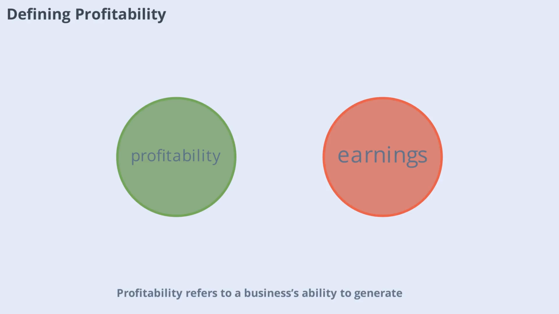Profitability refers to a business's ability to generate earnings compared to its expenses and other costs. It's not just about making money, but about making enough money to cover all costs and still have something left over. This concept is central to every business, regardless of size or industry. By understanding profitability, you can assess whether your business model is sustainable and identify areas for improvement. In the next scenes, we'll break down the different types of profitability and how they impact your overall financial performance.